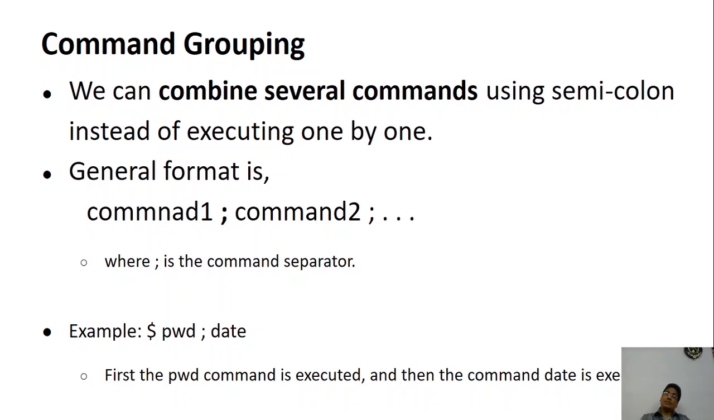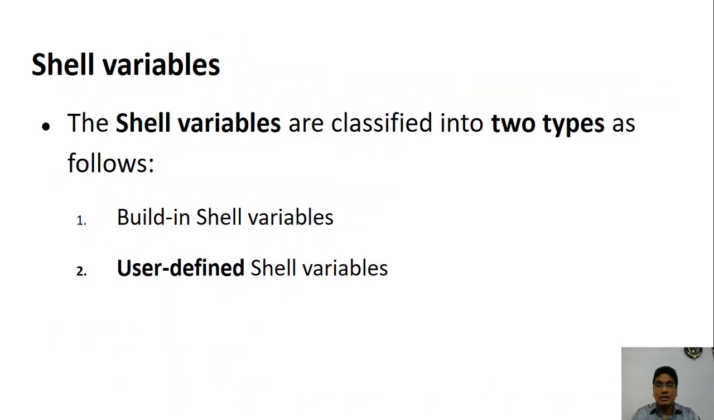Now you can run more than one command in a single line by putting a semicolon. So if you write one command and put a semicolon and write the other command, one command will be executed and then the next command will be executed. So you can keep on doing like this. You can separate one command from the other command using the semicolon.